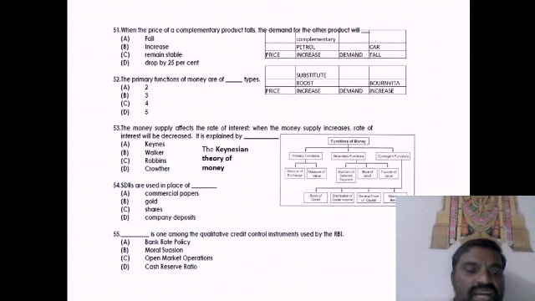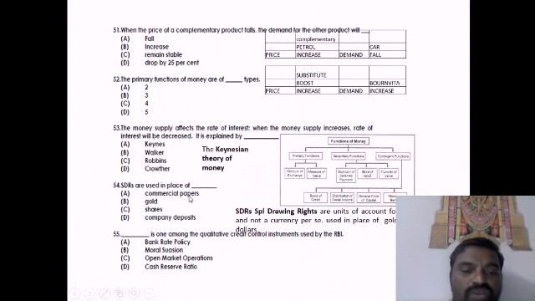Next, SDRs are used in the place of. What is SDR? SDR is nothing but special drawing rights. These are the units of account for IMF, International Monetary Fund, and not a currency per se. Used in the place of gold and US dollars. So here in our answers gold is there, so answer is B. SDRs are used in the place of gold.